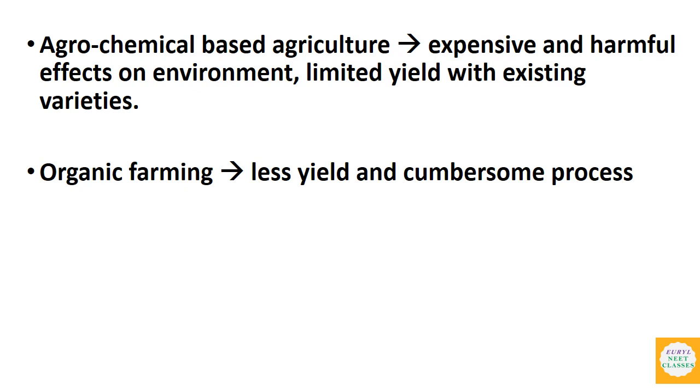So as we discussed already, agrochemical based agriculture is expensive, has harmful effects on the environment, and gives limited yield with existing varieties. Whatever new variety you create, it has a saturation point because environmental factors change from point to point, time to time, or season to season. And second, organic farming gives less yield and is a cumbersome process. So these are the disadvantages of these two types of agriculture.